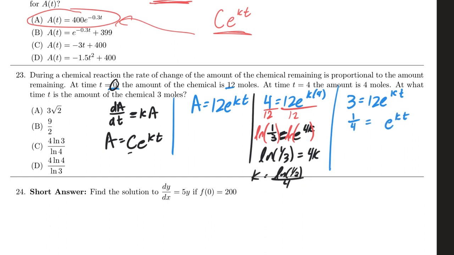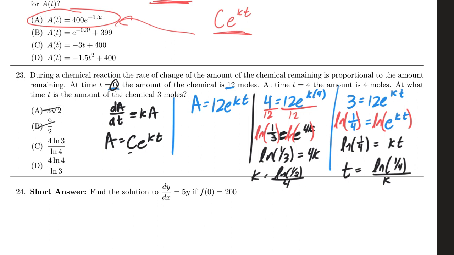Get rid of the exponential by using the natural log. Natural log of 1/4 equals kt. And divide by k. So t is going to be the natural log of 1/4 over that k value that we found. All right, now the question is, none of our answers look like this. Well, chances are with natural logs, it's not going to be A or B. Chances are they're not going to simplify that nicely.